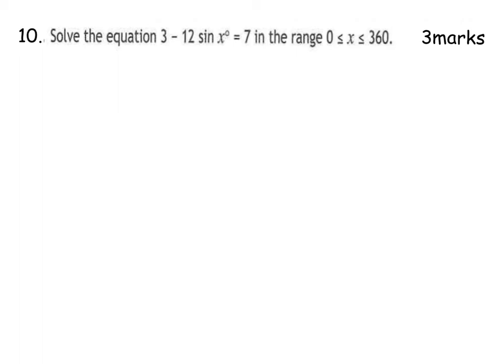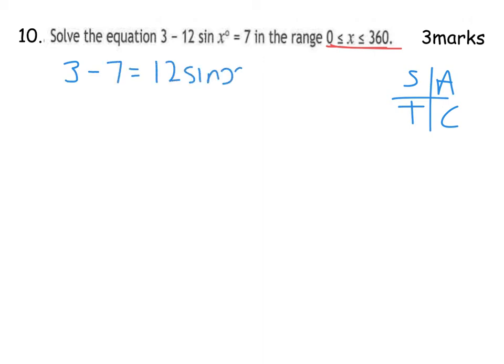Okay, so straight off, this is a trig equation. Easy way to recognise it is by this bit here. So this is when we're going to use our all sine tan cos. Our first goal is to rearrange this so that it's sin x equals. So what I'm going to do is move the 12 to the other side. So I've got 3 take away 7 equals 12 sin x, because I like my sin x to be positive. 3 take away 7 is minus 4. So I've got minus 4 equals 12 sin x.